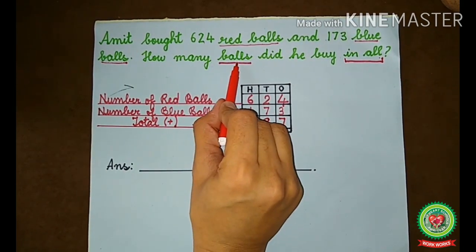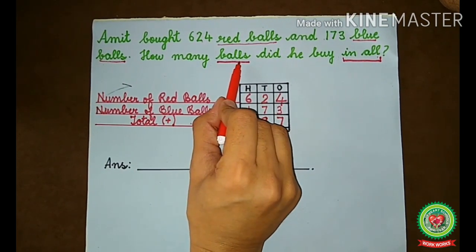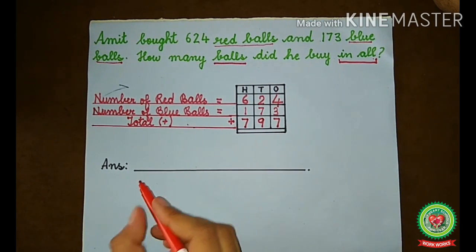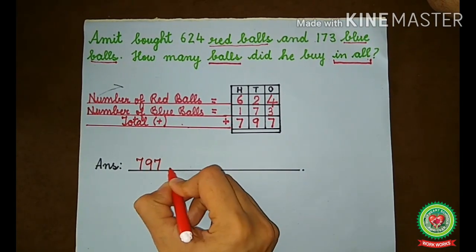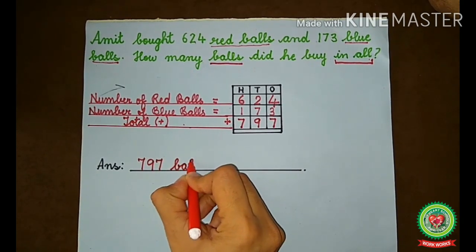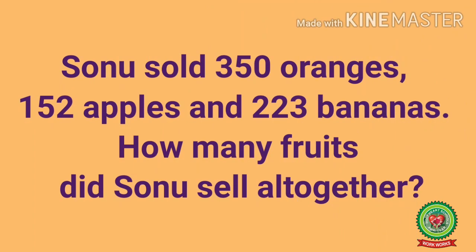How many balls? Whatever is given after how many, we have to find that. Balls. So in answer we will write 797 balls in all.